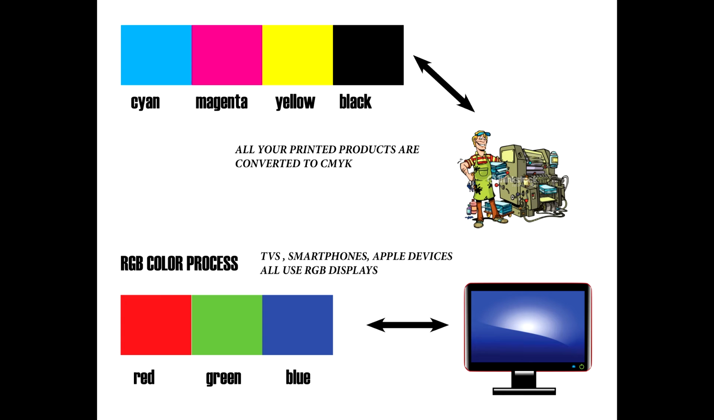I hope this tutorial was helpful for you. It's just a basic tutorial on vector and raster, and the color processes RGB and CMYK.